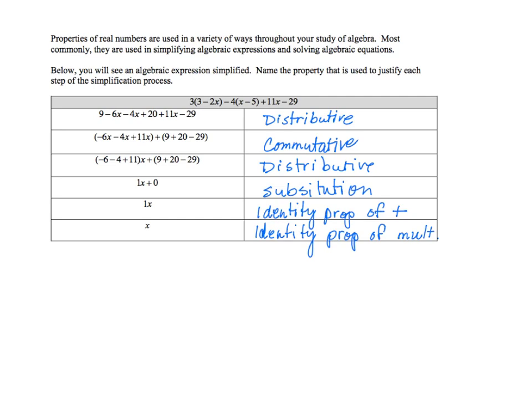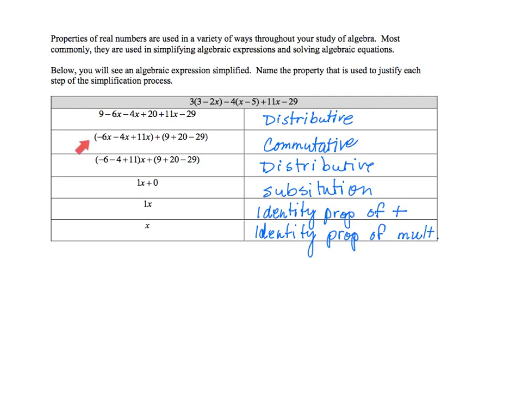Okay. In my first step, what was used was the distributive property. You'll notice the 3 was distributed over the 3 minus 2x to get 9 minus 6x. Then I distributed the negative 4 over x minus 5. It's negative 4x plus 20. And then we still had the 11x minus 29.